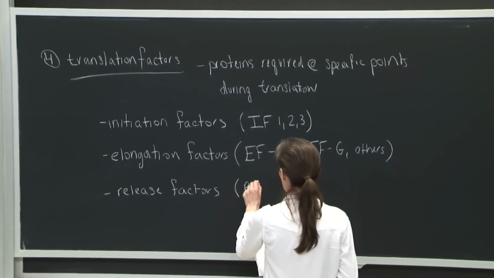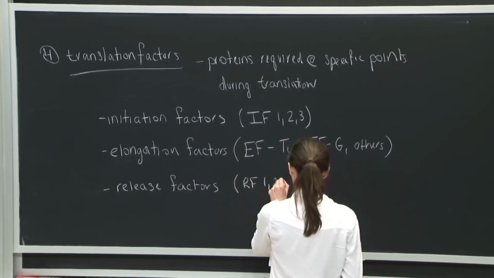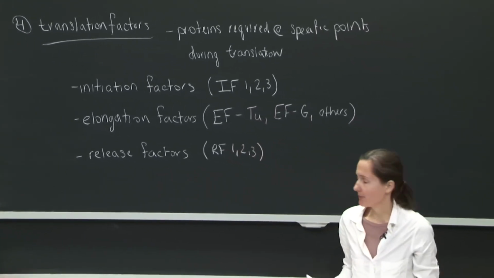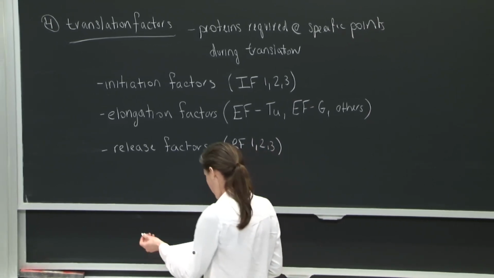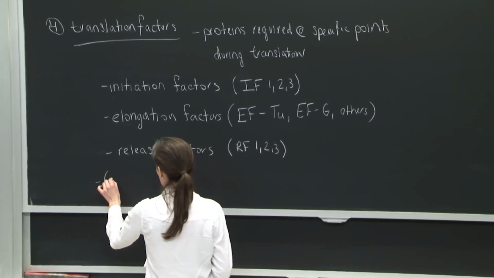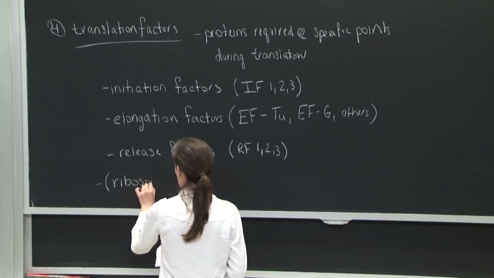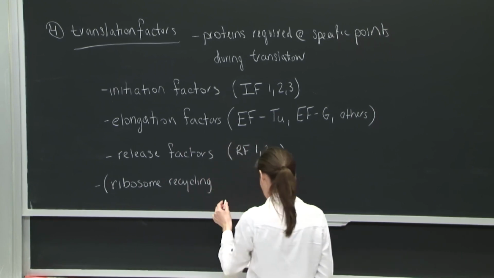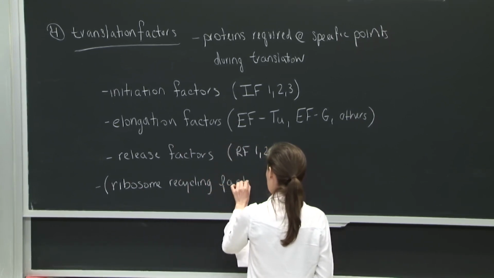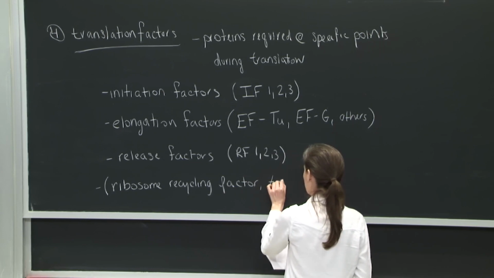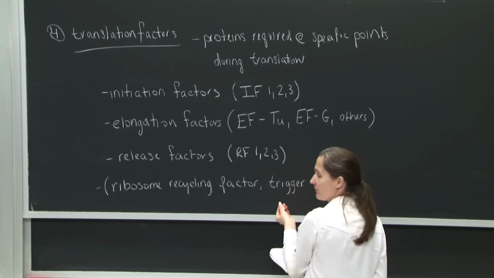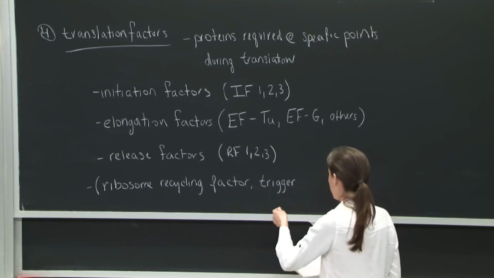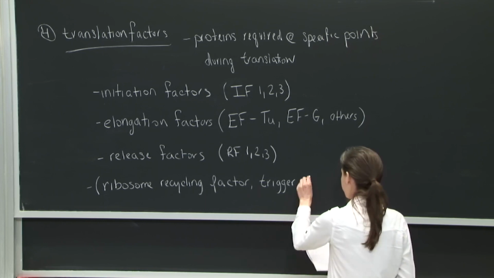Okay, so we have release factors 1, 2, and 3. These are involved in release of the polypeptide that's been synthesized from the ribosome. And there are other players as well that I'll list here, including ribosome recycling factor, so the subunits get recycled, as we'll see. We can also include a protein called trigger factor here, that is involved in folding of nascent polypeptide chains, or the polypeptide chain as it's coming off the ribosome.